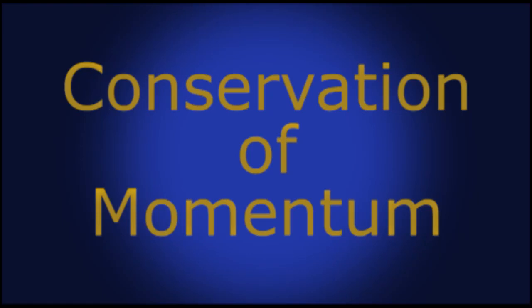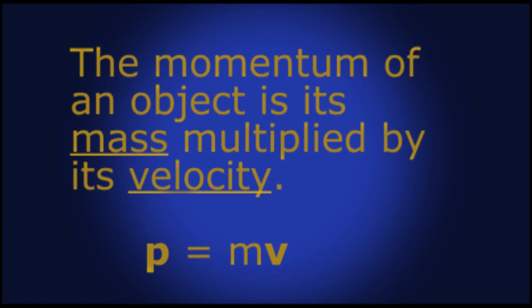This is a video demo of the principle of conservation of momentum. Momentum is connected to that idea that a body in motion tends to stay in motion. An object's momentum is calculated by multiplying its mass and its velocity. The momentum is often designated by the letter p.